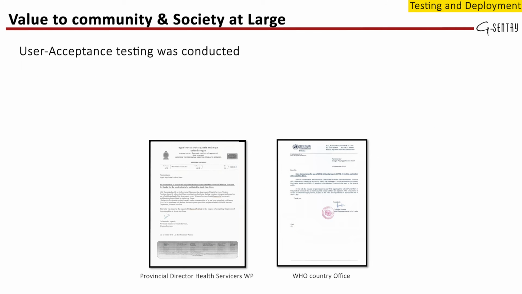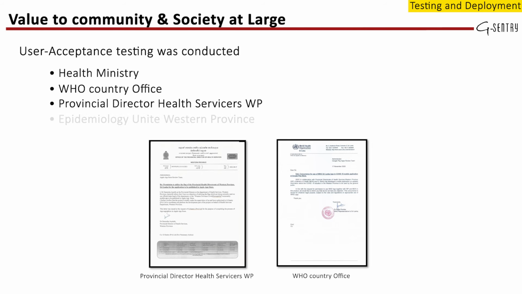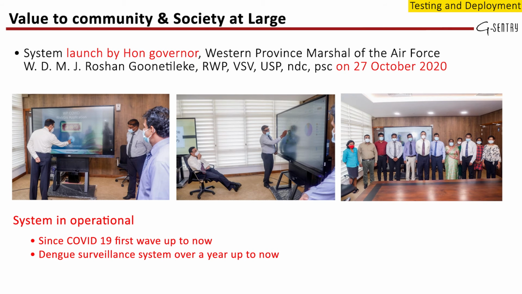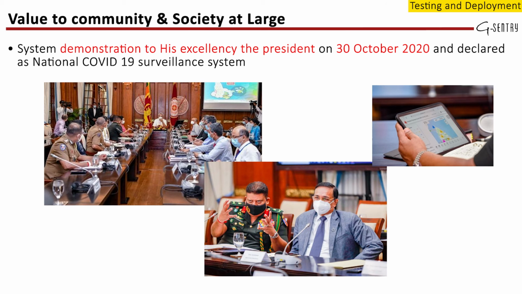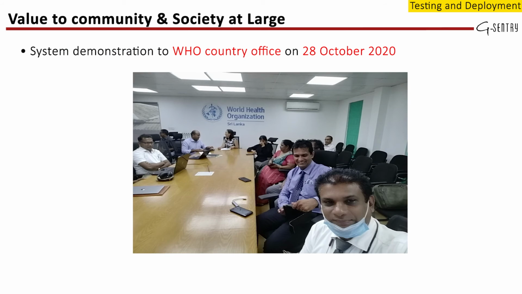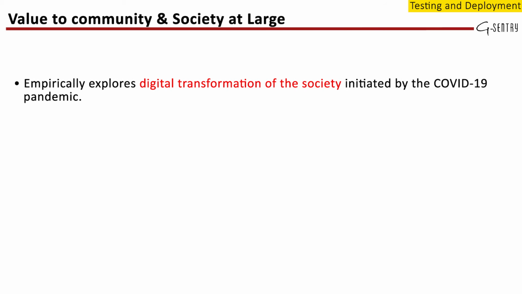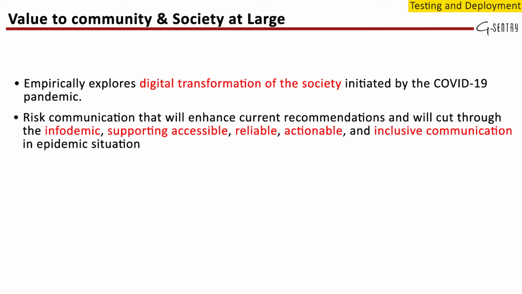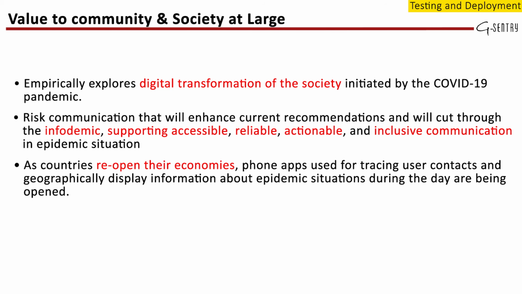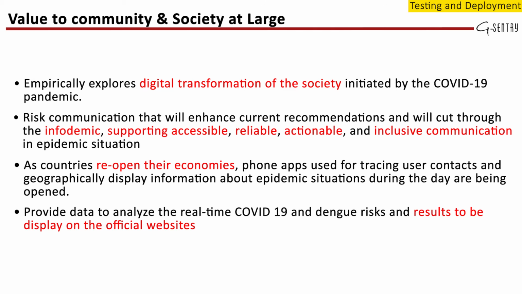User acceptance testing was conducted with the Health Ministry, WHO Country Office, PDHS, and Epidemiology Unit Western Province. The system was launched by the Honorable Governor of Western Province on October 27, 2020, and demonstrated to His Excellency the President on October 30, 2020. System demonstration to the WHO Country Office: digital transformation, risk communication, infodemic, supporting accessible, reliable, actionable, and inclusive communication, to reopen their economies. Results to be displayed on the official websites.